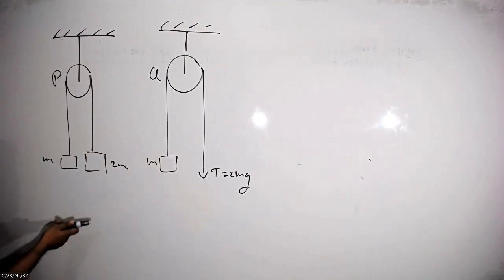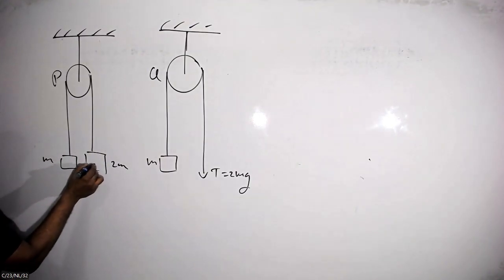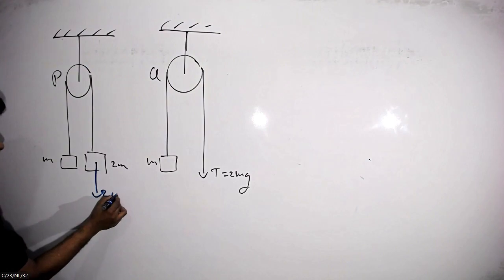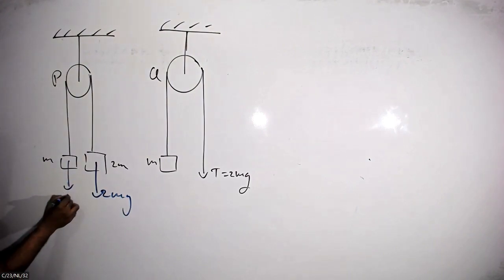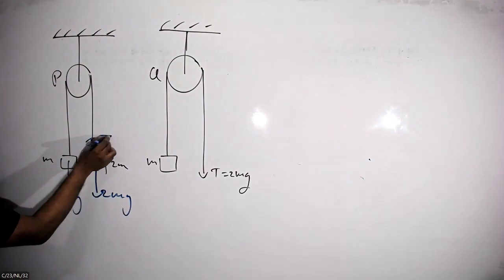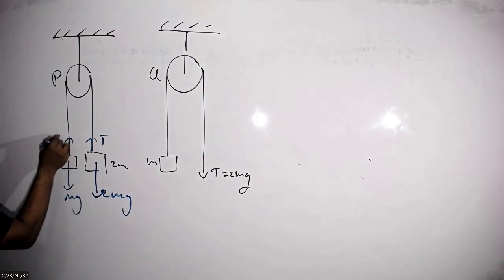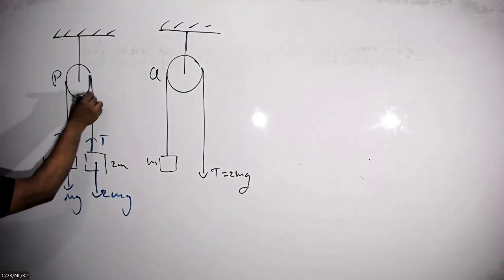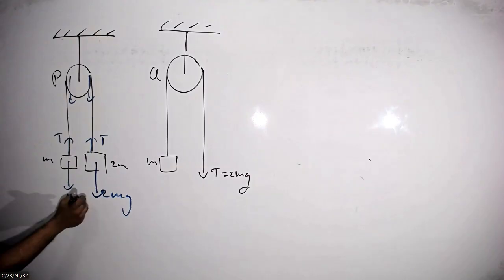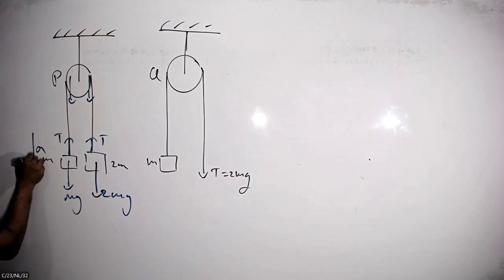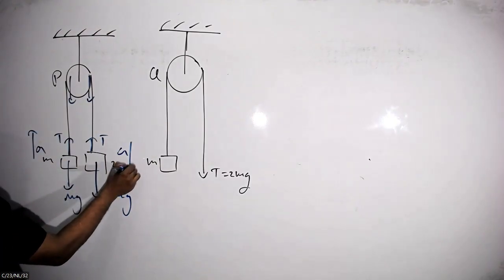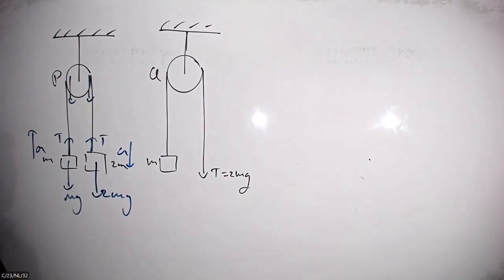Just see the answer. Let's see the free body diagram: 2mg, mg, tension T. This is a light inextensible string, therefore the tension at the two ends is equal. You can observe that 2mg is greater than mg. Therefore, this one will accelerate in the upward direction and this one in the downward direction when the system is released from rest.